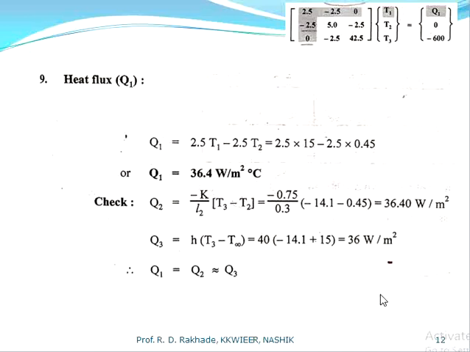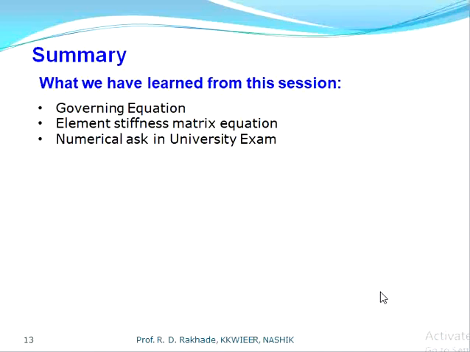So in this way we have solved this 1D steady state heat transfer problem step by step. We can solve all such types of problems in the same fashion, just by changing certain conditions or boundary conditions and numerical. So thank you. Lastly, we summarize what you have learned from this session. We summarized the Gaussian equation, element stiffness matrix equation, and solved one 1D heat transfer problem in FEA, which was asked in Pune University. Thank you.